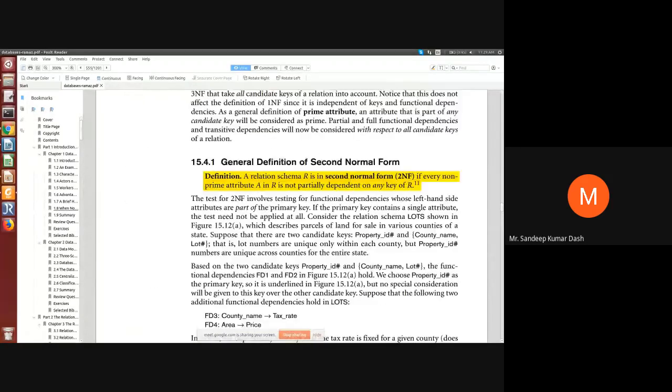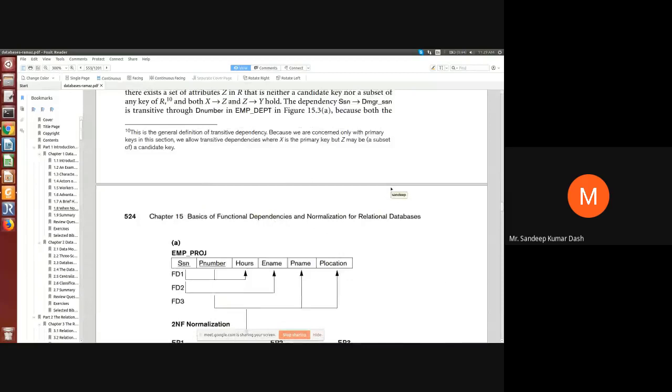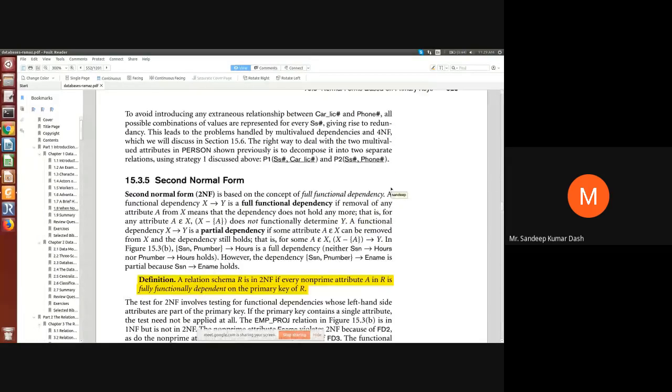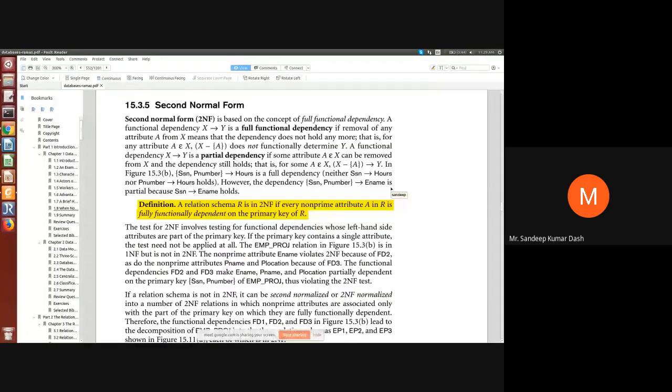Is it visible? A relation schema R is in second normal form if every non-prime attribute A in R is not partially dependent on any key of R. In the previous definition, what did it say? You see here the previous definition of second normal form. It said on the primary key of R. Rest things are same. Schema R is in 2NF if every non-prime attribute A in R is fully functionally dependent on the primary key of R. So that was on primary key.